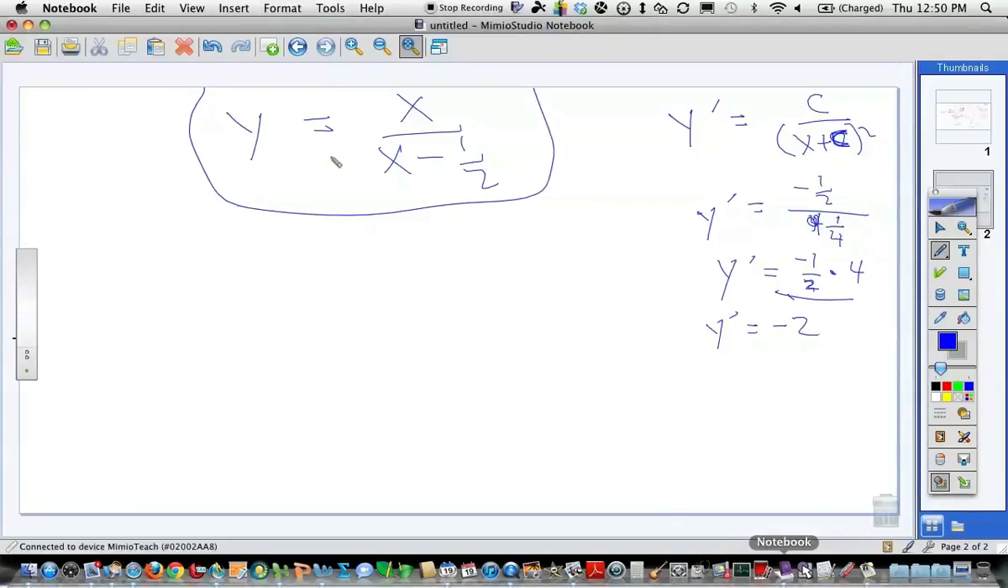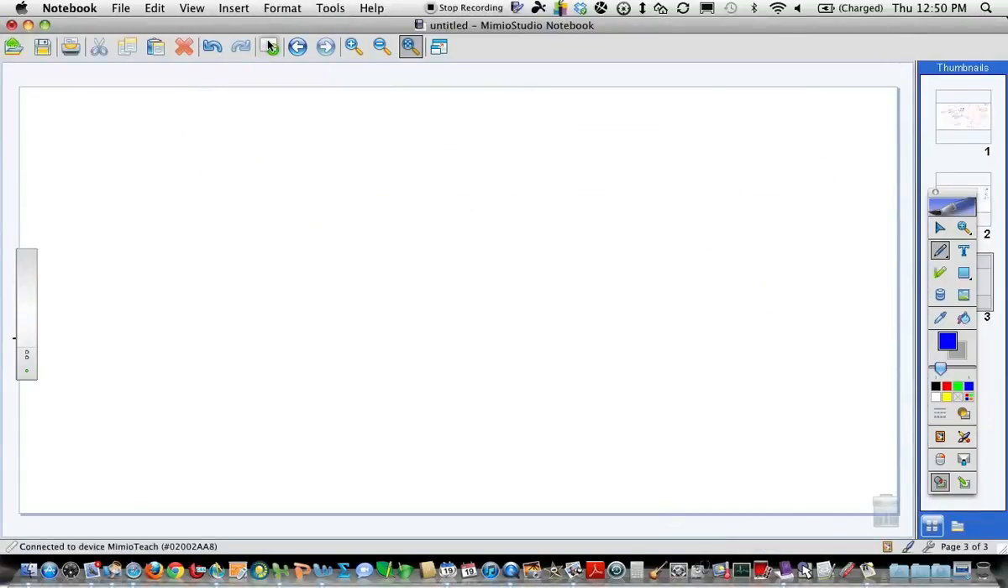Section 4.8. Title of this section is Why Continuity Matters. So that means why is it important? Why is it important that functions are continuous? What does that do? If we know a function is continuous, what does that help us do?